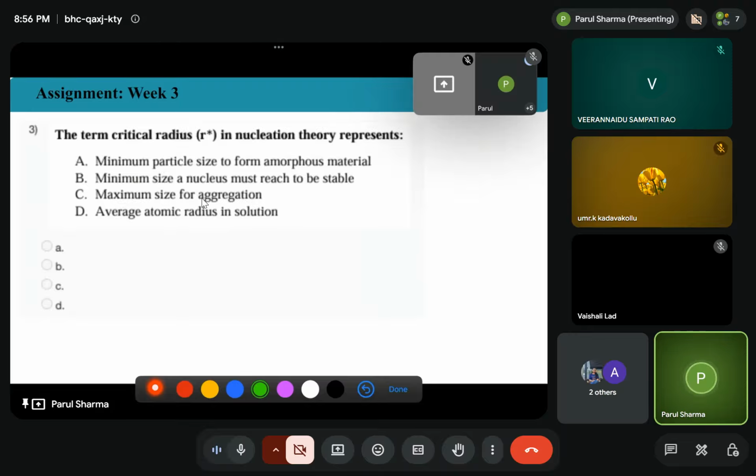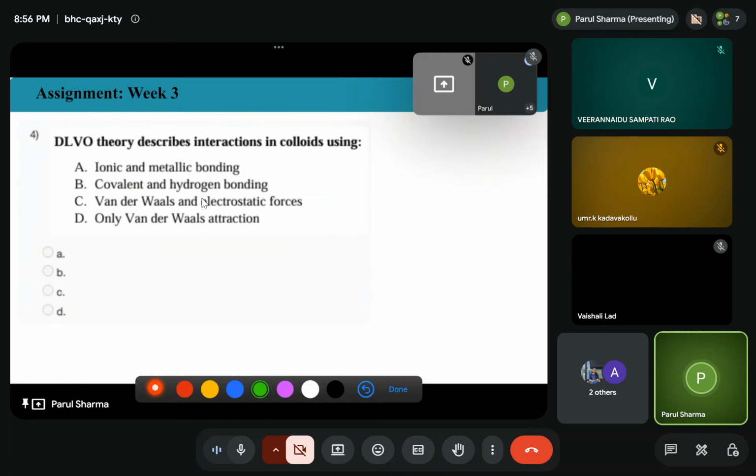Then, the term critical radius in nucleation theory represents what? We say that critical radius is where the del G is maximum, so it means the nuclei is stable. So option B is correct: the minimum size a nucleus must reach to be stable.